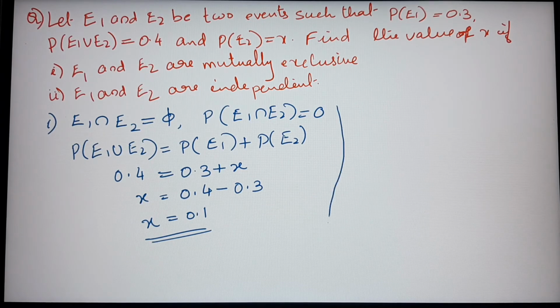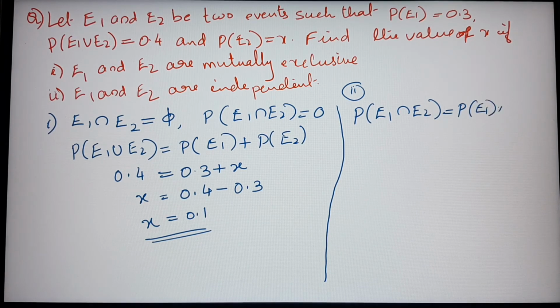Now, let us see if E1 and E2 are independent events. We know when E1 and E2 are independent events, so this is the second part, probability of E1 intersection E2 is equal to probability of E1 into probability of E2. So probability of E1 intersection E2 is equal to probability of E1, given as 0.3, times P of E2, which is X. So probability of E1 intersection E2 is 0.3x.